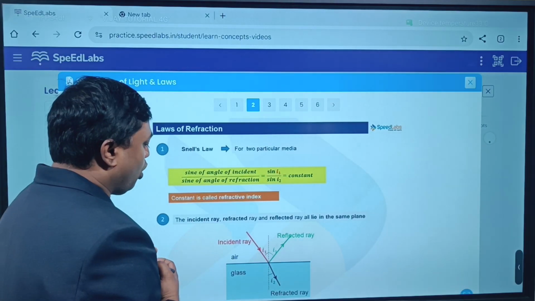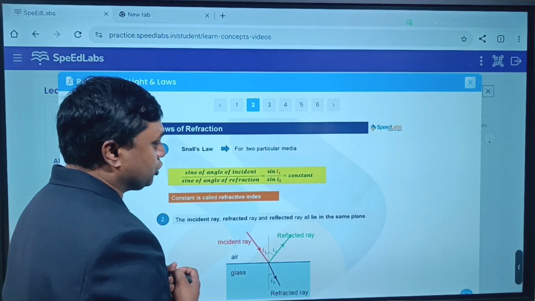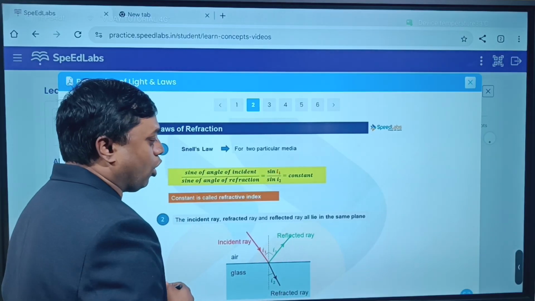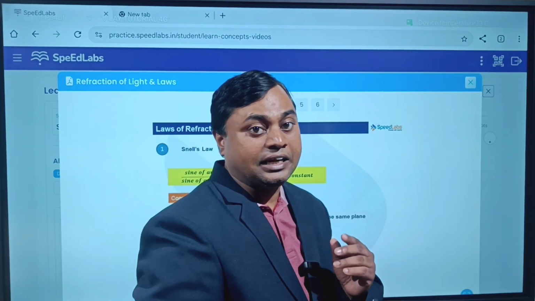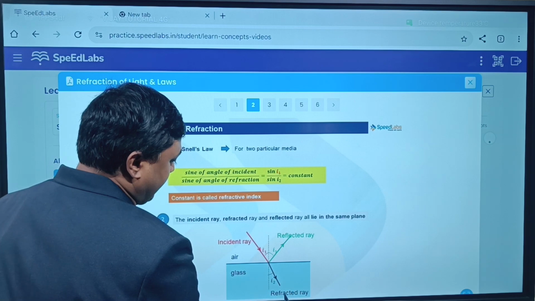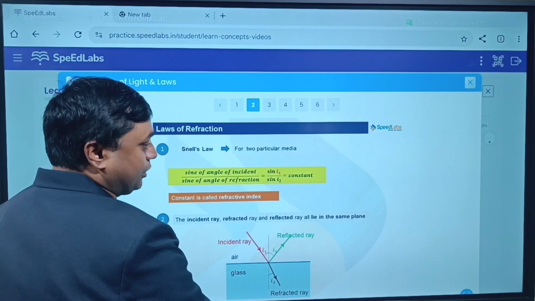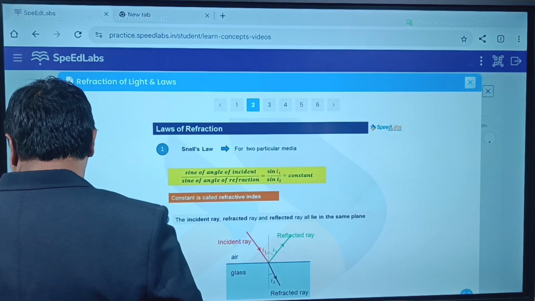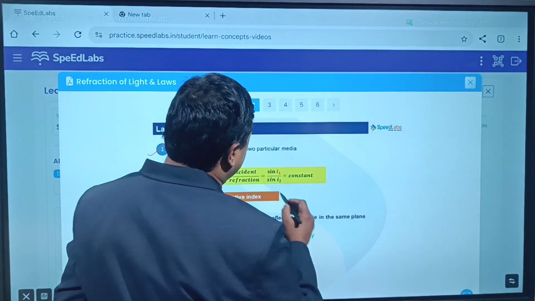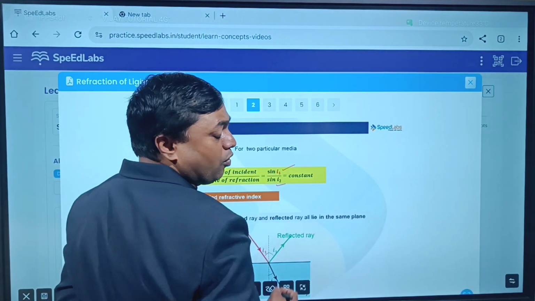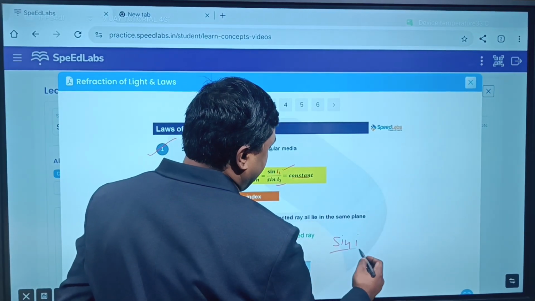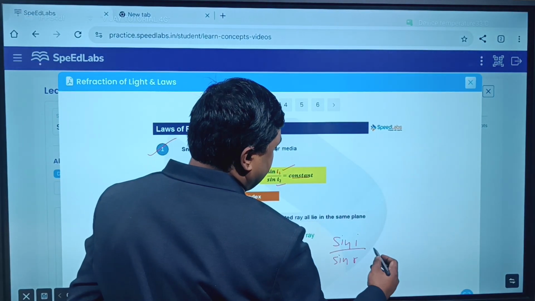Next, we have two laws of refraction. The first law is: the incident ray, the refracted ray, and the normal all lie in the same plane at the point of incidence. Here, this is the incident ray, this is the refracted ray, and the normal, all lying in the same plane. The second law is also called Snell's law. The ratio of the sine of the angle of incidence to the sine of the angle of refraction is constant. Sine i by sine r is a constant.